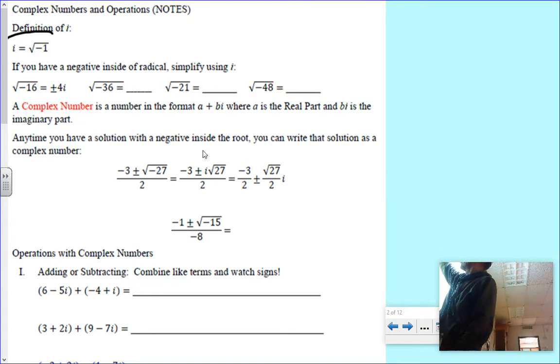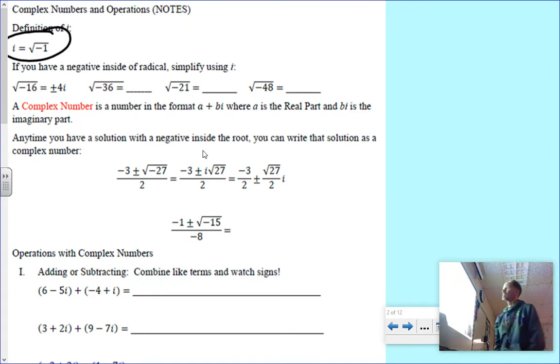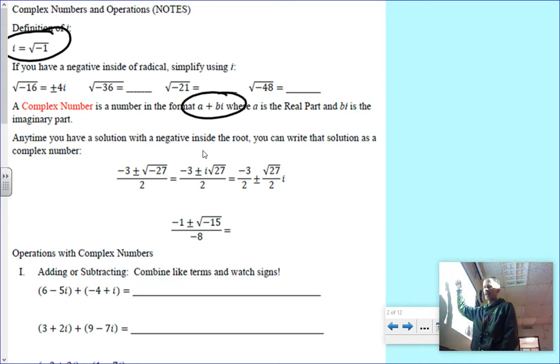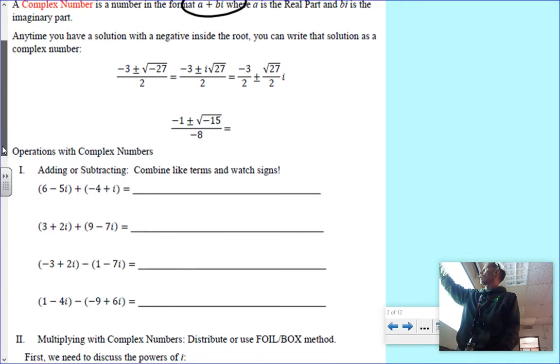Do remember our definition of i is the square root of -1. That's going to come in when we go down to multiplication. Also remember that a complex number is in this format a plus bi, where a is what we call the real part, and bi is called the imaginary part. So let's go ahead and jump into our basic operations.